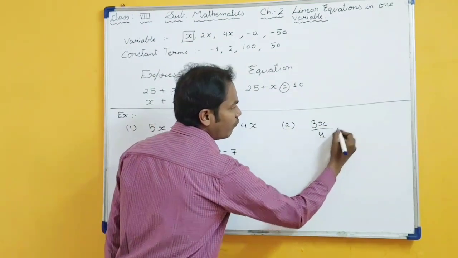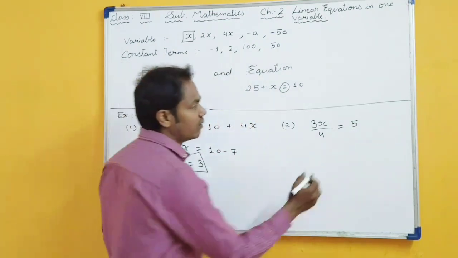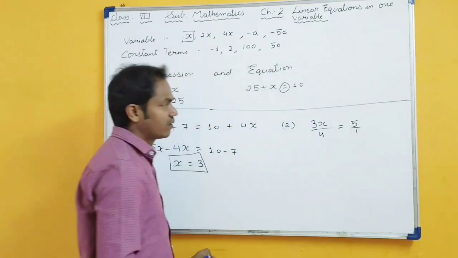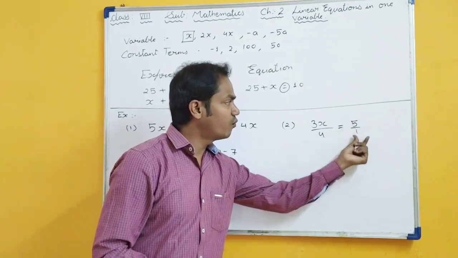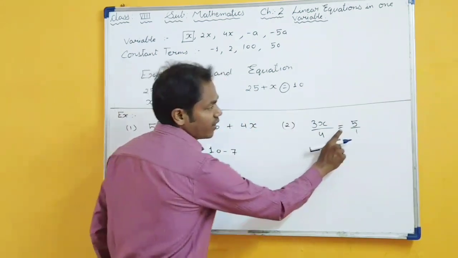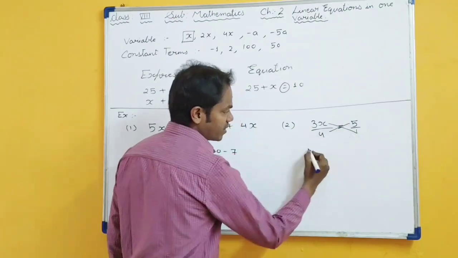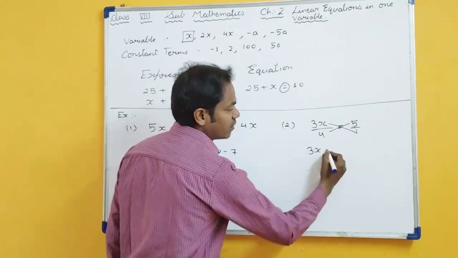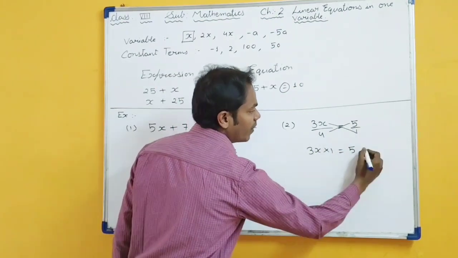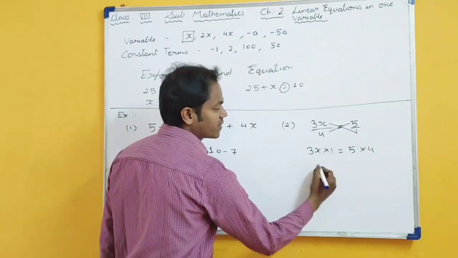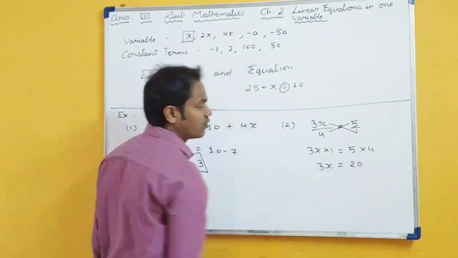3x upon 4 is equal to 5. As I told, when nothing is there it means 1. Keep in mind the pattern of the equation also. This is 3x upon 4 equal to 5 upon 1. Whenever you get such a type of equation, directly you get equal to. In this you will do cross multiplication. 3x multiplied by 1 and 5 multiplied by 4. 3x into 1 is 3x only, and 5 fours are 20.